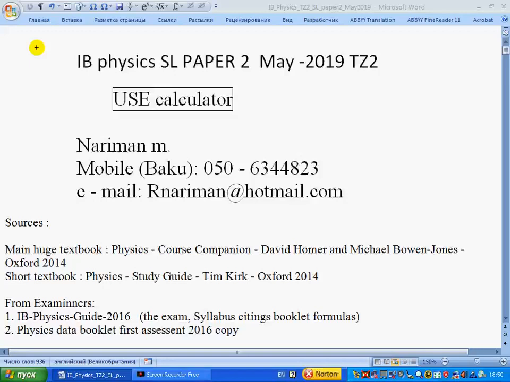Hello students, we will discuss IB Physics SL Paper 2, May 2019, Time Zone 2. In this paper you can use a calculator.